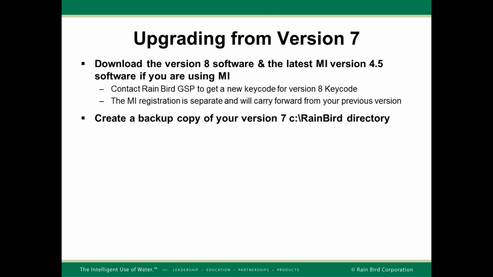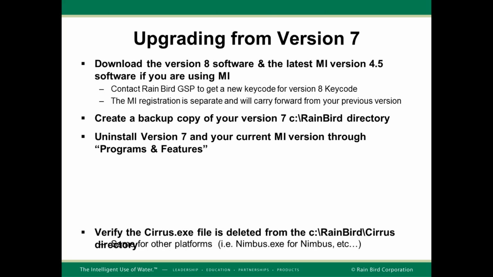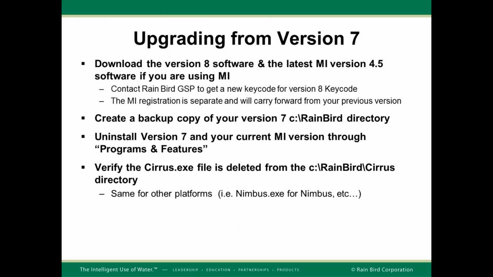Now, what I recommend to do when you're moving from software version 7 to version 8 is to create a backup copy of your version 7 Rainbird directory. This way you'll always have a copy of it, and I'll show you how to do that. You'll want to uninstall version 7 and the current MI version through Programs and Features. Then you want to go into your Rainbird directory. In our case today, we're going to do Cirrus.